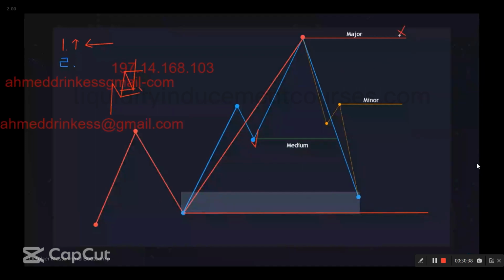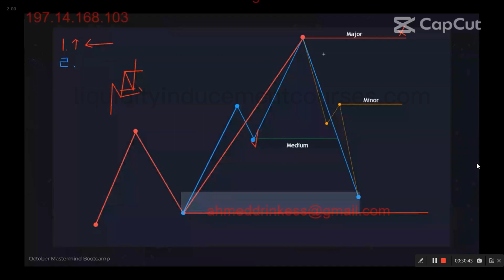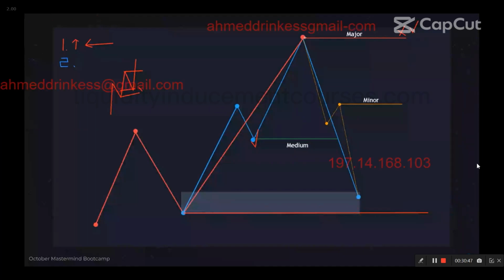We need to start thinking about strengths. So the medium, the minor, the major inducements are going to be the destinations. So the major inducement, since we are bullish, is going to be the major destination. How is it going to get there? To target a major destination, you need to collect medium and minor liquidity to get to a major destination.